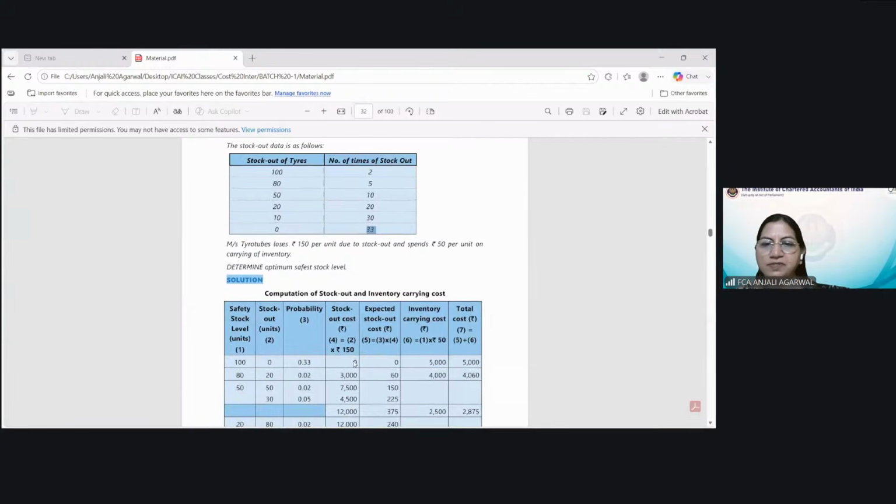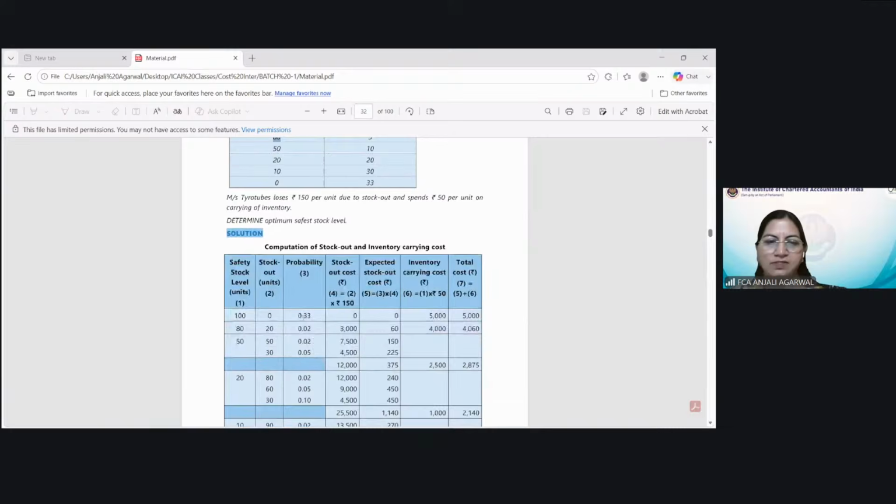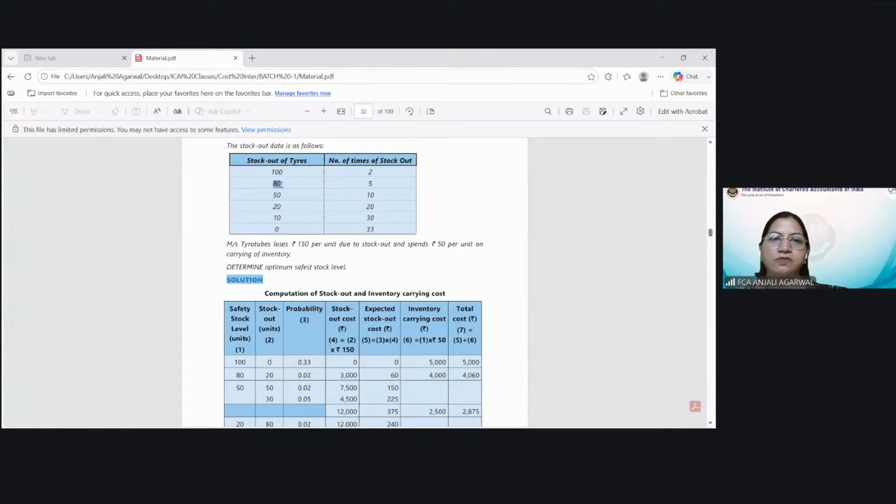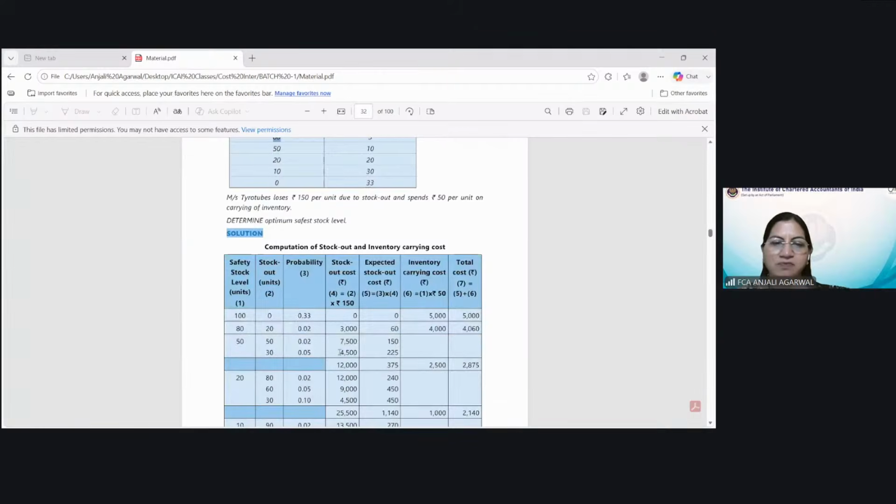Stock out cost would be 0, but you will keep an inventory of 100. So 100 into whatever the cost, 55,000. If you keep an inventory of 80, you are stock out by only 20 units, with a probability of 0.02. Okay. So this is how the same question has been done. If you keep 50, you are stock out in 2 situations, in the situation of 180 with a probability of 0.02 and 0.05. So that's 7% risk.